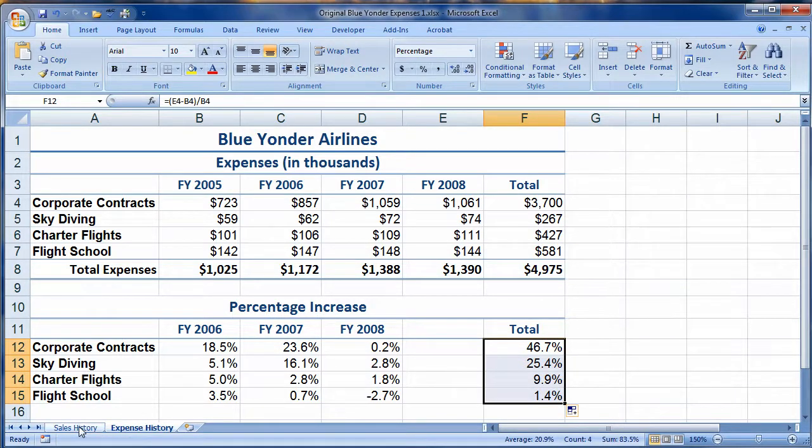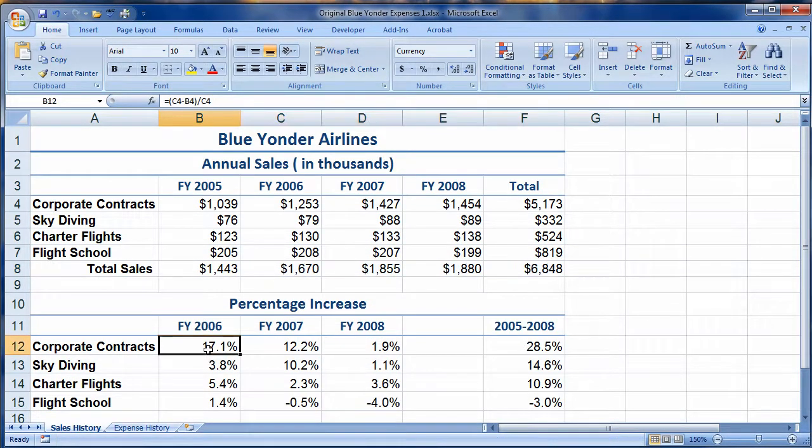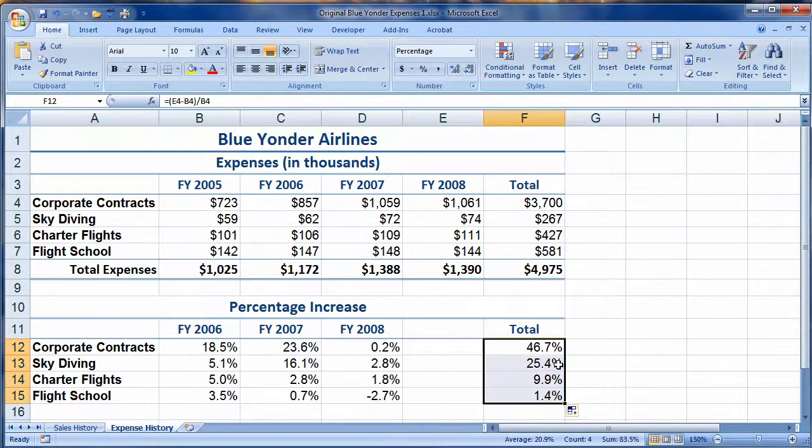Now, if we went back to sales history and we looked at their calculations, we would find that actually the textbook manufacturer in this case is incorrect looking for the increase, because if you notice, their formula for this is C4 minus B4, but they're then dividing by C4 when what they should have done was divide by B4. So these values here are the correct values. Okay? So that's how you do that assignment.